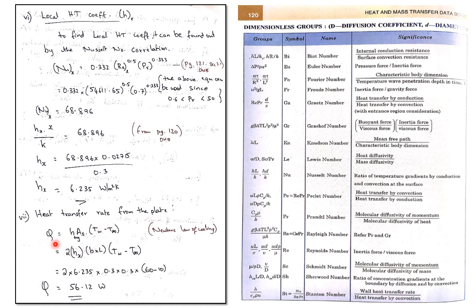So the heat transfer coefficient, that is hx. Next is heat transfer rate from the plate, Q is equal to h A delta T. Here h represents the average. Since hx is given, you have to multiply: h average is 2 times hx. Remember this, guys, very important. Next, area is B into L, 0.3 into 0.3. So we will get the heat transfer rate as 56.12 watts. This completes the important formulas related to forced convection. Thank you, guys.